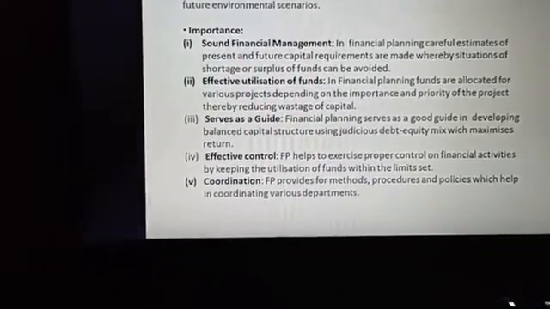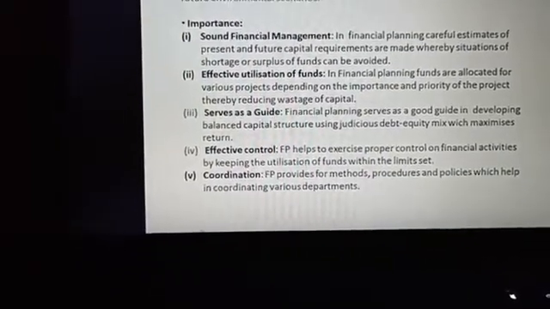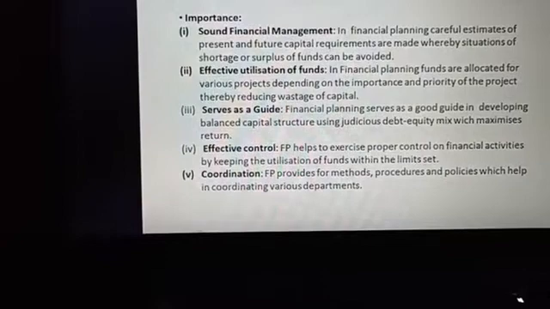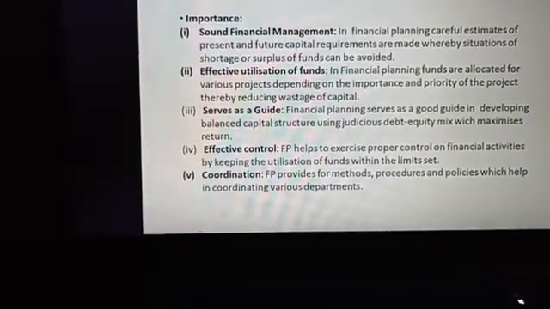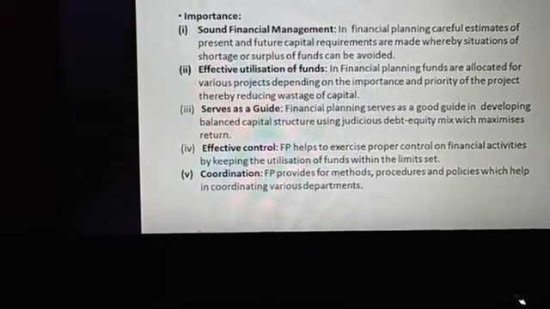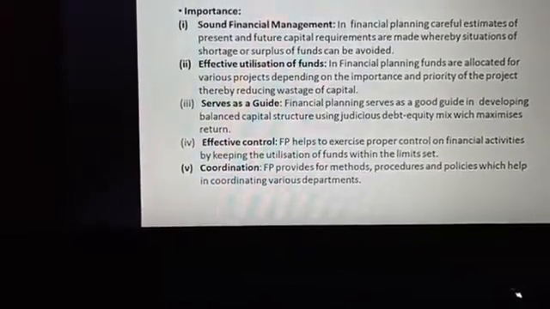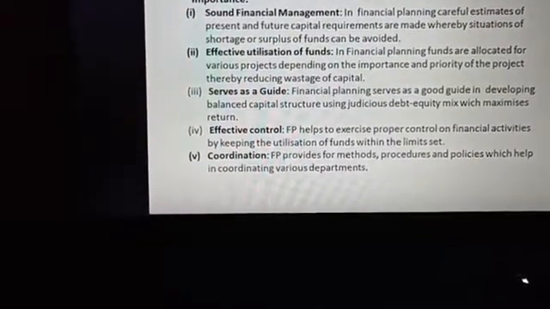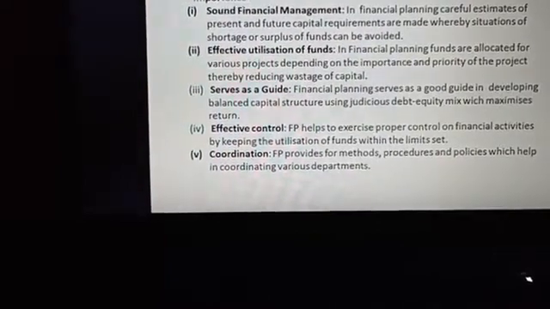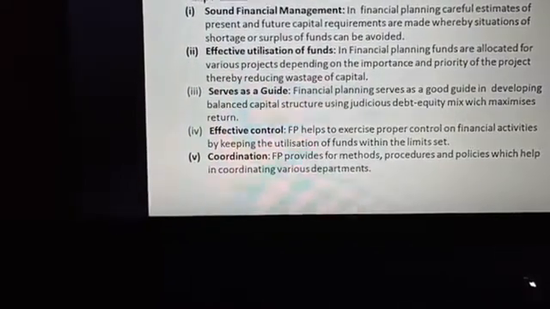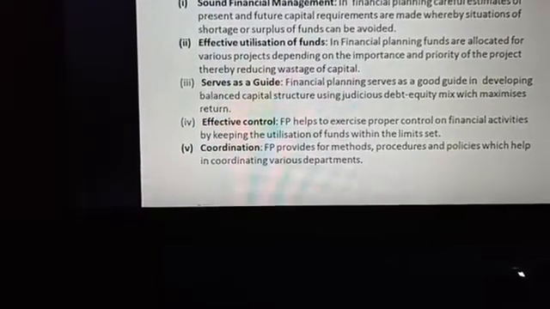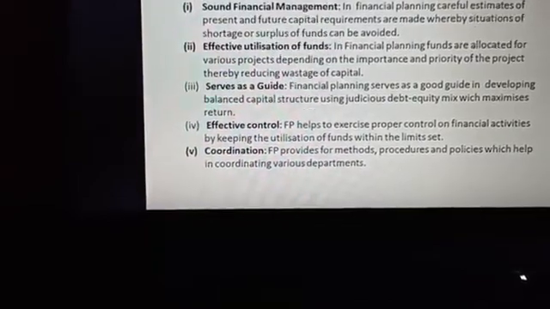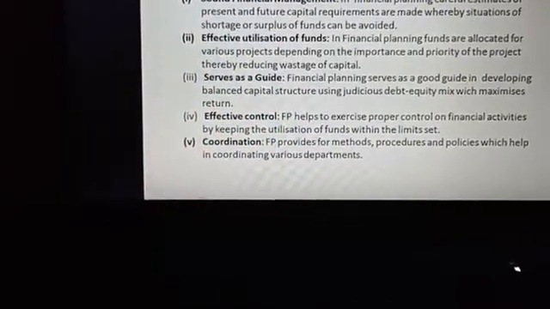Next, importance of financial planning. Number one, sound financial management. In financial planning, careful estimates of present and future requirements are made, whereby situations of shortage or surplus of funds can be avoided. Number two, effective utilization of funds. In financial planning, funds are allocated for various projects depending on the importance and priority of the project, thereby reducing wastage of capital.